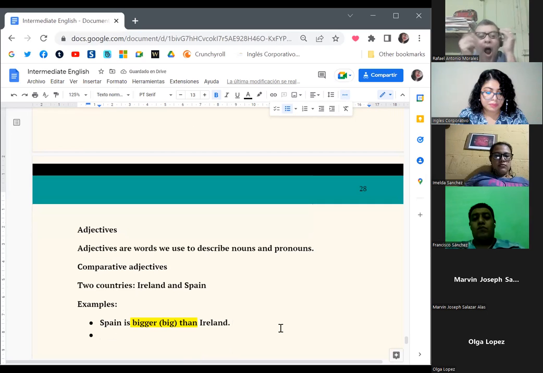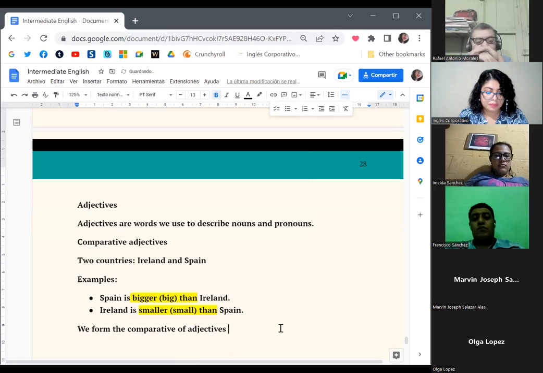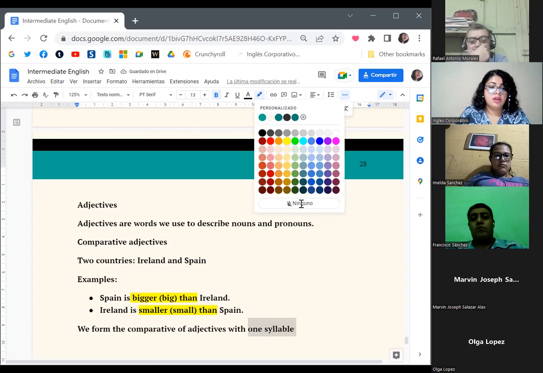Then, we have another one, the same structure, in which we have the adjective and then than, working together to make this comparison. So we have these examples that are very simple, right? Then we form the comparative of adjectives with one syllable. Remember, with one syllable, by adding the letters ER to an adjective. One syllable, just one syllable. These are the short words that we are using to form these adjectives.